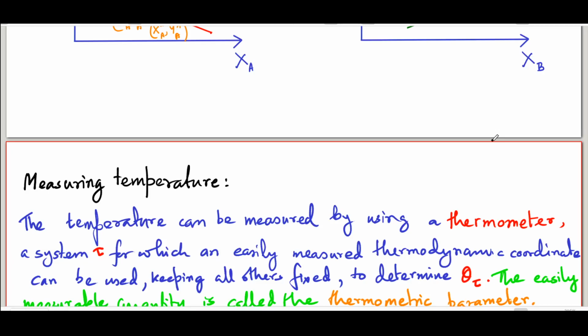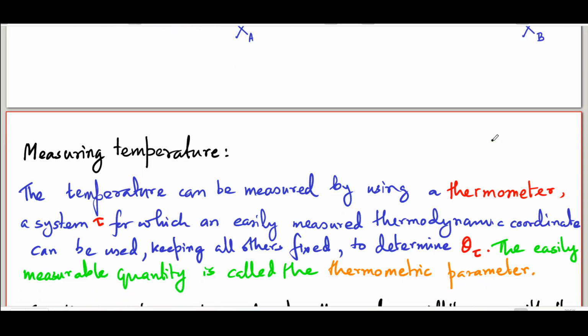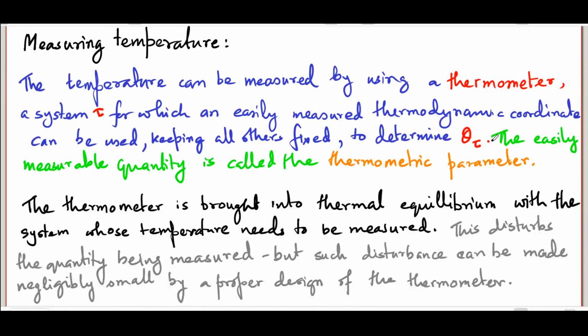Now this easily measurable quantity is called the thermometric parameter, and which systems can serve as a good thermometer and which systems can't simply depend on how easily measurable this one quantity, the thermometric parameter, is for that system, as well as how easy it is to maintain the values of the other parameters of the system at a constant value.